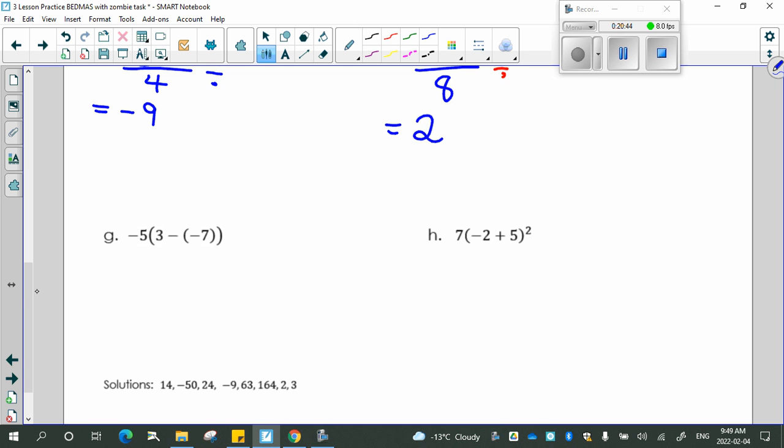Next one, I'm going to give you time. Okay. So for this one, you would ask yourself, is there brackets? And you would say yes. So there's these inner brackets with just a number inside, but then there's these ones that have something to do inside. So you're going to do that first. Who knows what 3 subtract negative 7 is? 3 subtract negative 7? Yeah. 10. Good. Subtract the negative, you add. Negative 5 times 10 is negative 50.